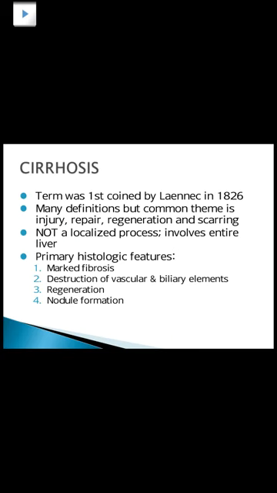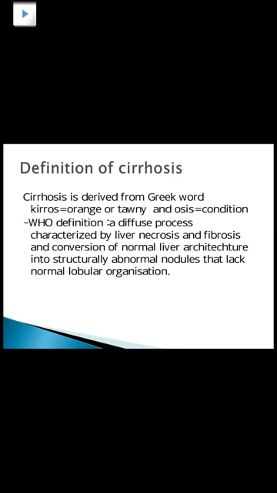These particular tissues are replaced by the myofibroblast or the fibroblast or the connective tissue. This is not a localized process, involves the entire organ. The primary histological features, what do you basically see here in a cirrhotic liver? Marked fibrosis, important points. Destruction of vascular and biliary elements. So after marked fibrosis and destruction, there is regeneration, regenerative nodule formations.